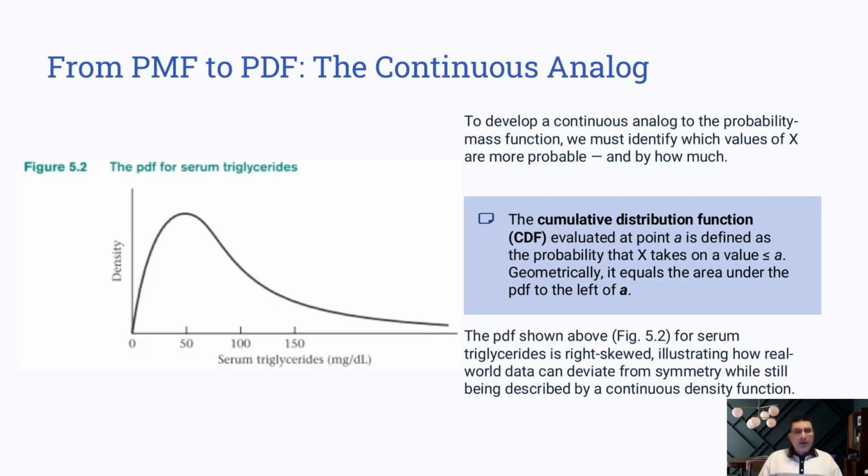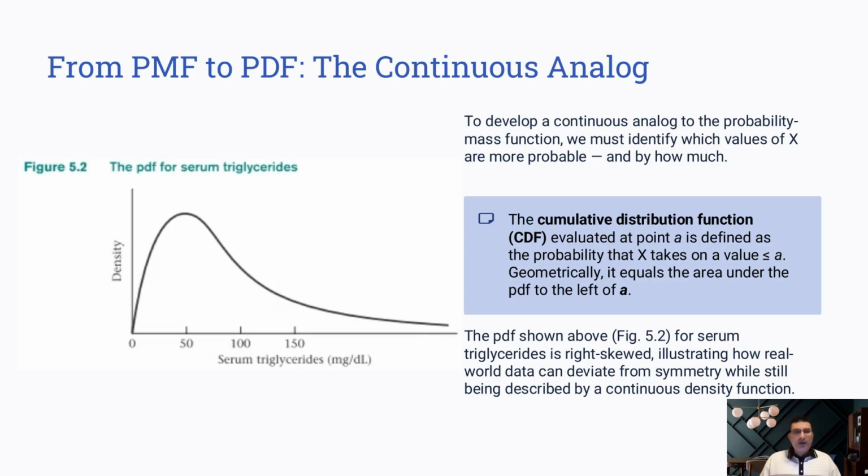Now, to keep track of probabilities, we use something called the cumulative distribution function, or CDF. At any point A, the CDF tells us the probability that our variable x is less than or equal to A. Visually, you can think of it as the total area under the curve to the left of that point.